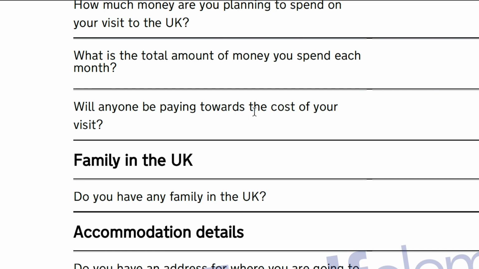For instance, if you're paying 100% for your trip, then you say yes. But if you know that your bank account does not have sufficient money to prove that you can afford your trip, then you have to provide a sponsor. Maybe it's your parent that is paying for your trip, maybe it's your partner. Then you can say yes and provide details.